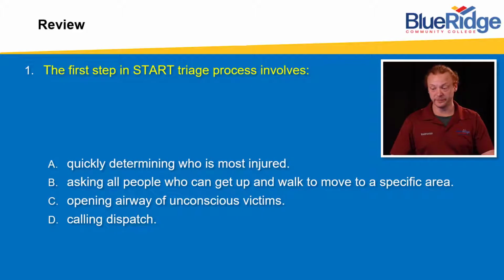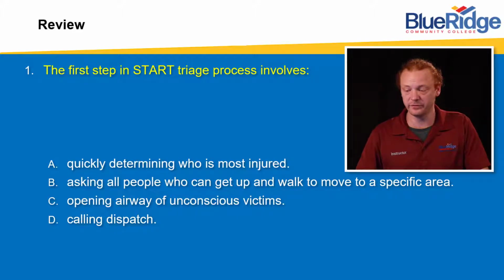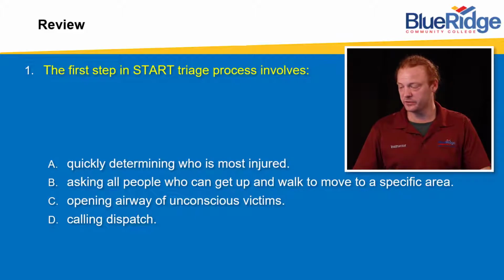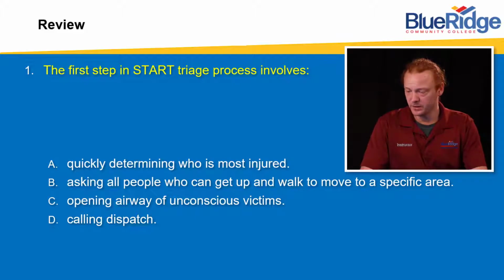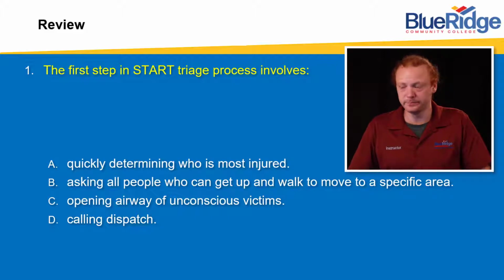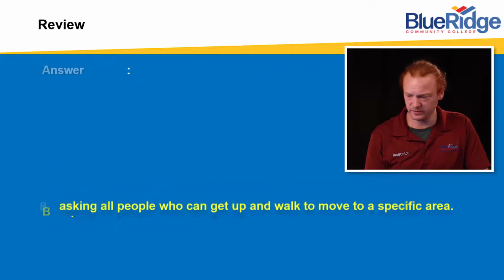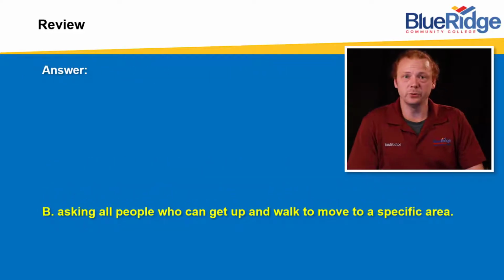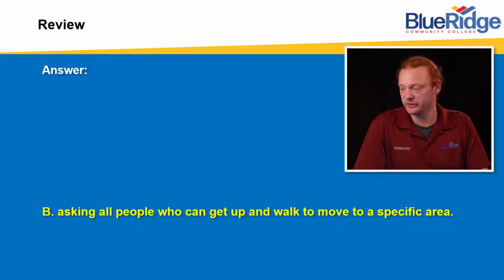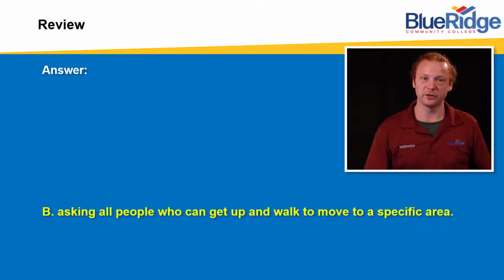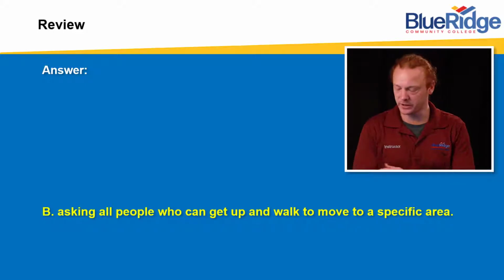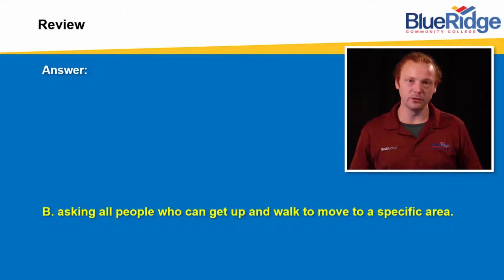First question, the first step in the START triage process involves: A, quickly determining who is the most injured; B, asking all people who can get up and walk to move to a specific location; C, opening the airway of an unconscious victim; or D, calling dispatch? It's going to be B, asking all people who are able to get up and walk to a specific area. That takes care of all of your green triage tags right there. And that's generally the largest proportion of your incident or your victims.